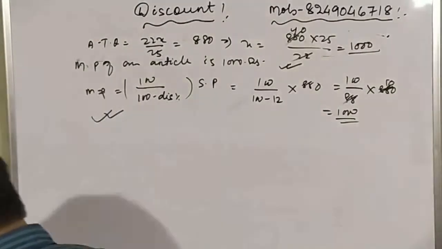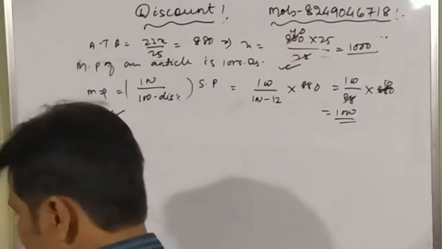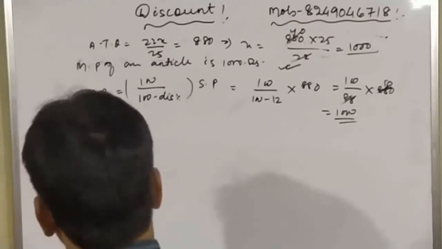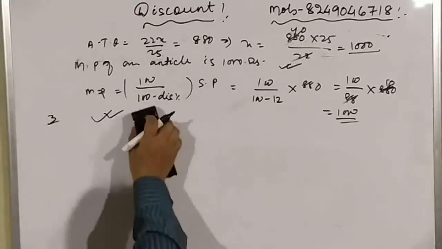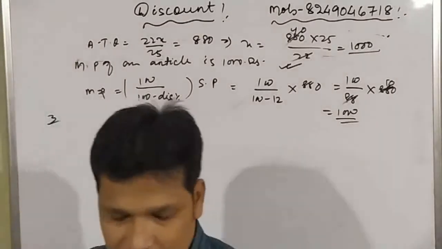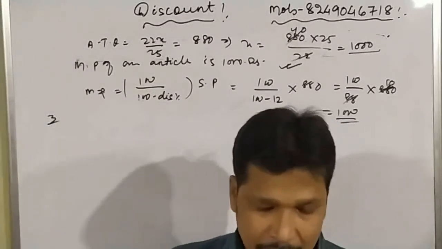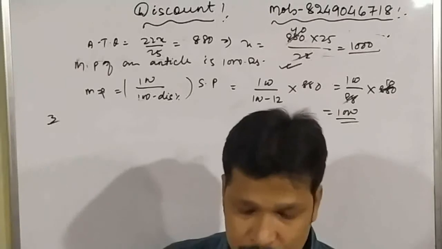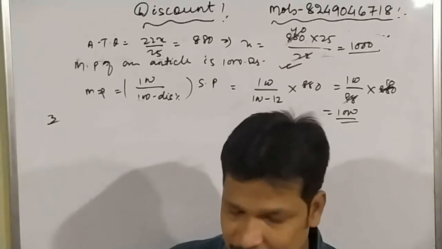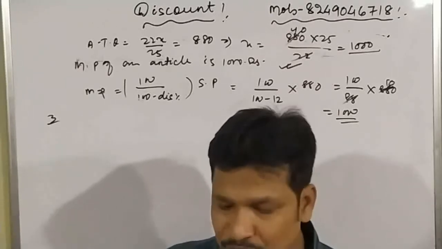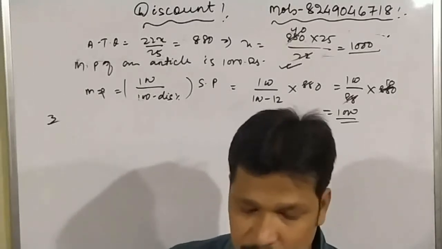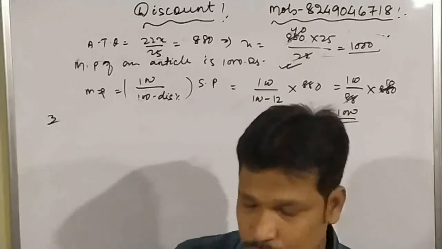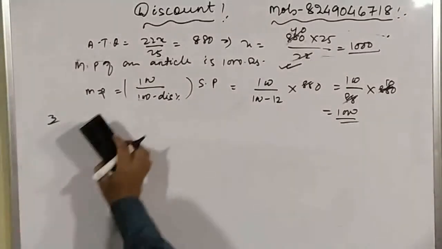So now we will solve the next question. Question number 3. In question number 3 it is given: a seller sells his goods at a discount of 15% but still makes a profit of 2%. What percent above the cost price does he mark his goods? So the question is very important here.